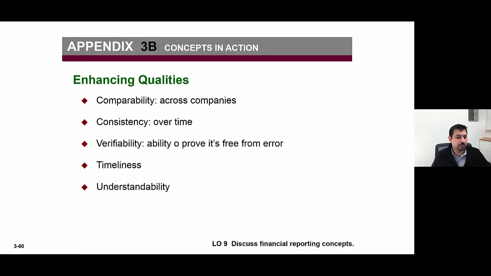So the users must be able to prove that it is free from error, and this information has to be timely. By that we mean that, for example, if the reports are published 2 years later, they are useless. So they have to be published within a short period of time after the end of the year in order to be useful. And of course, they have to be understandable by the users so that they would be able to incorporate it in their decision making.